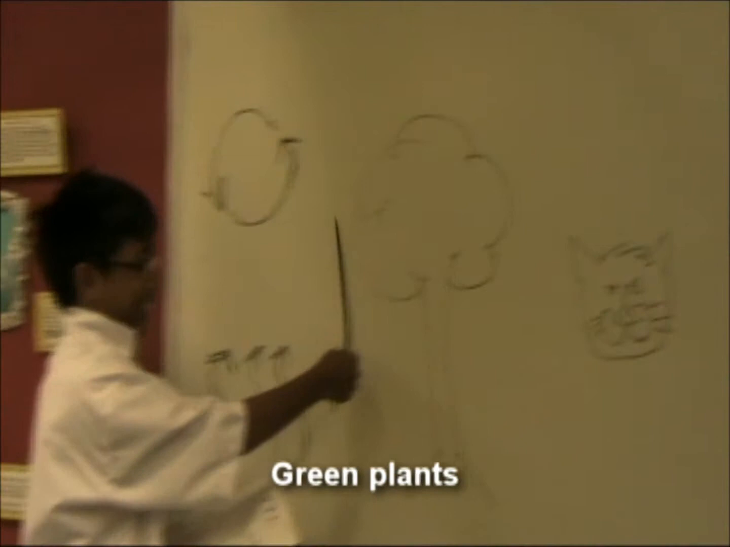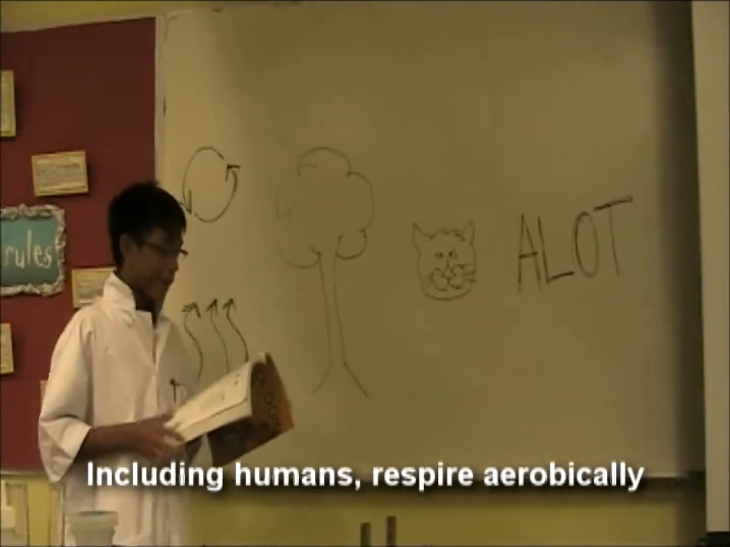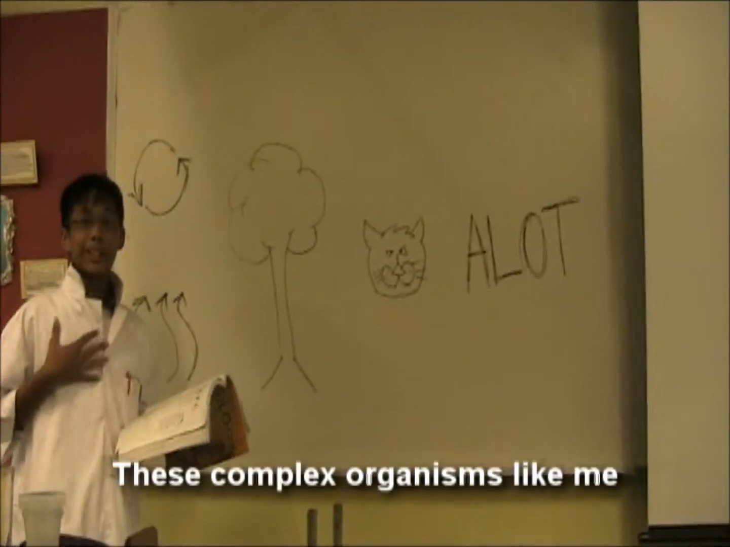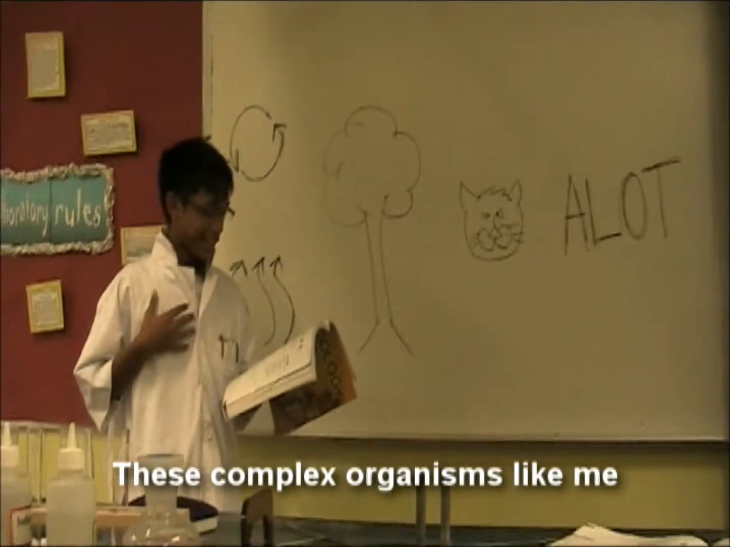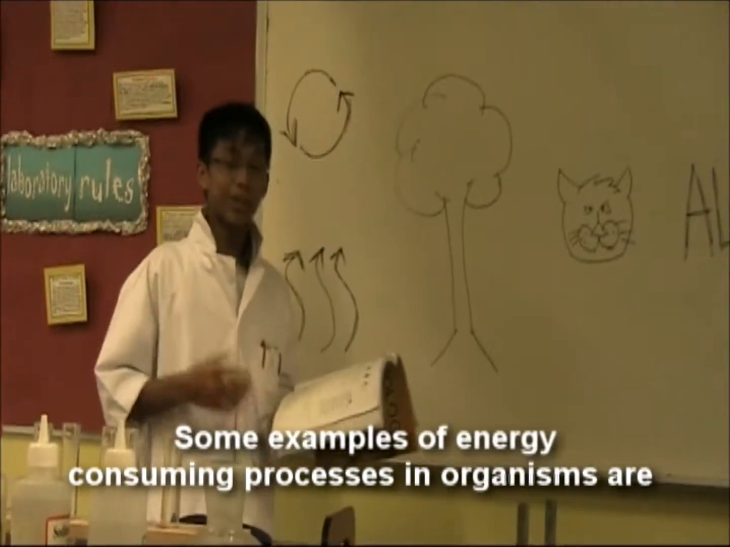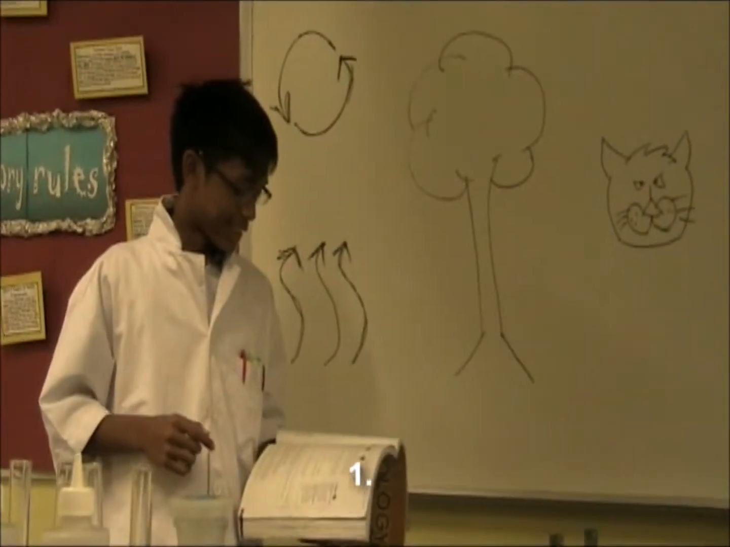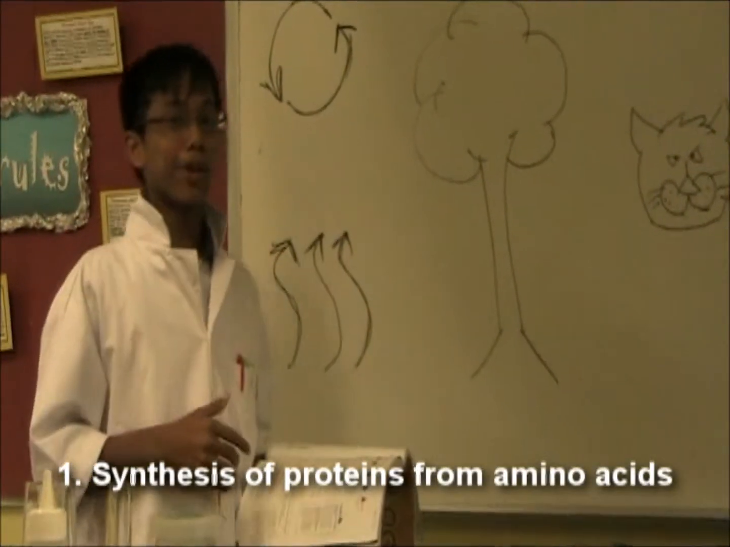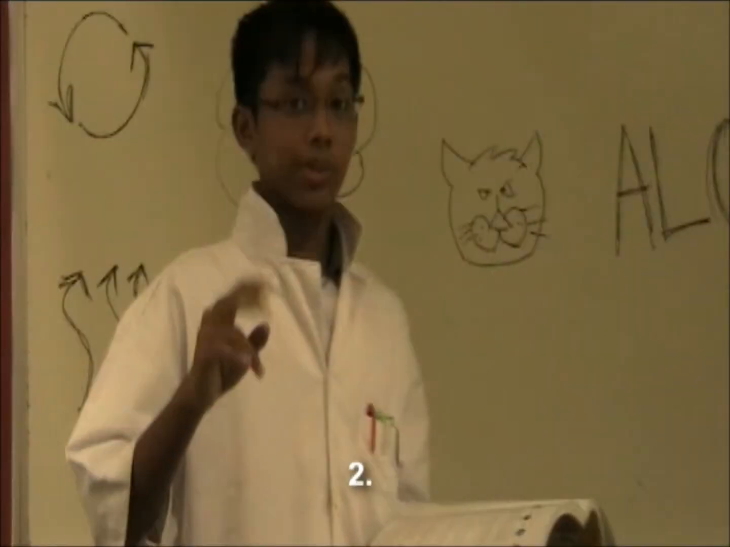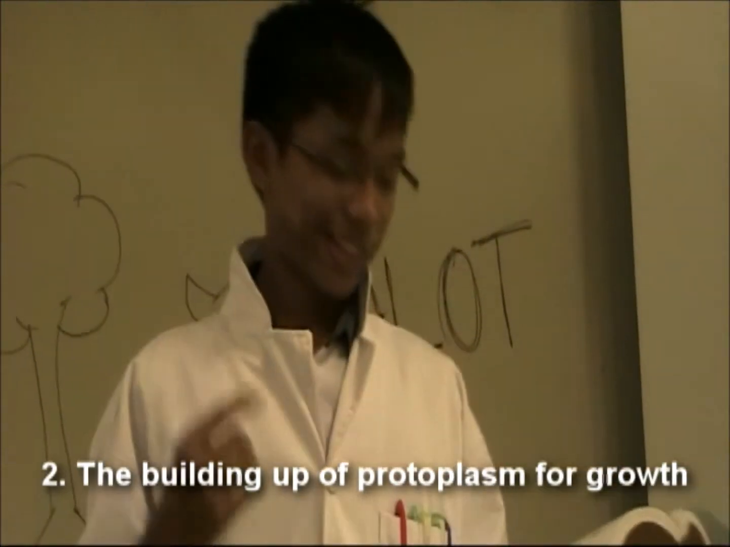Green plants and most animals, including humans, respire aerobically. These complex organisms like me need a lot of energy to survive. Some examples of energy-consuming processes in organisms are: 1. Synthesis of proteins from amino acids. 2. The building up of protoplasm for growth.